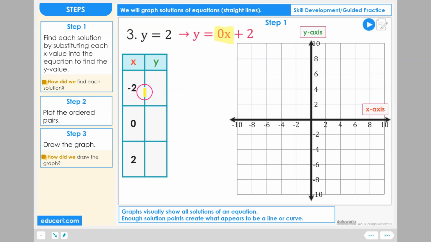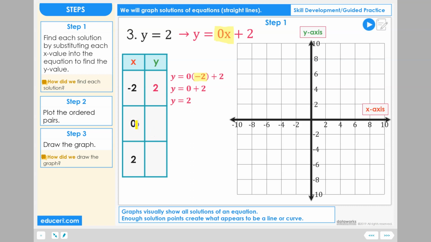Starting with -2. y equals 0 times -2 plus 2. Well, 0 times -2 will make that a 0. And so y equals 2 is the y value for when x equaled -2. So we write 2 in the y column in the first row of the table.